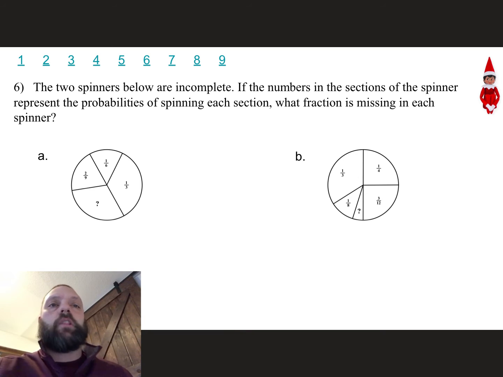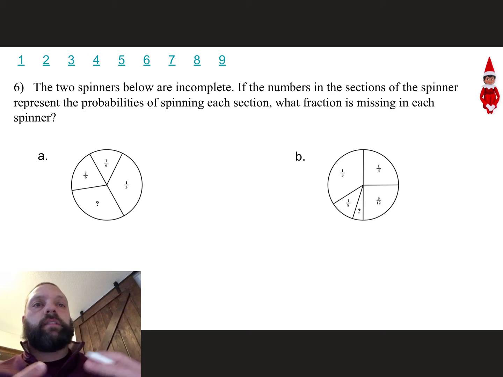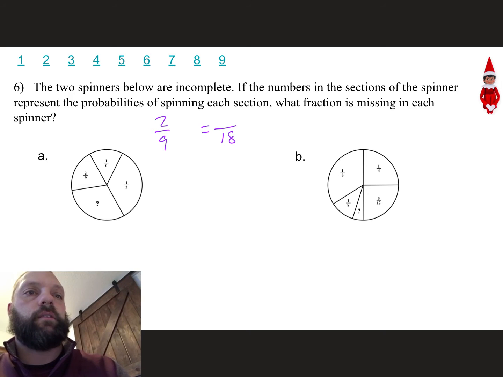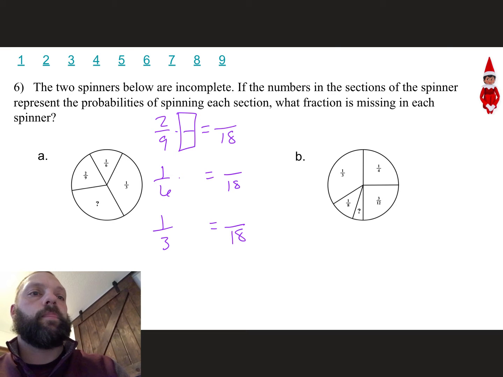So when we take a look at this pie, we remember that it has to equal 1 whole pie. Okay, so when I look at my 9, my 6, and my 3, I've got to get my common denominator. My common denominator is 18. So I'm going to set all of these equal to 18 so that you can see me convert them into similar fractions.